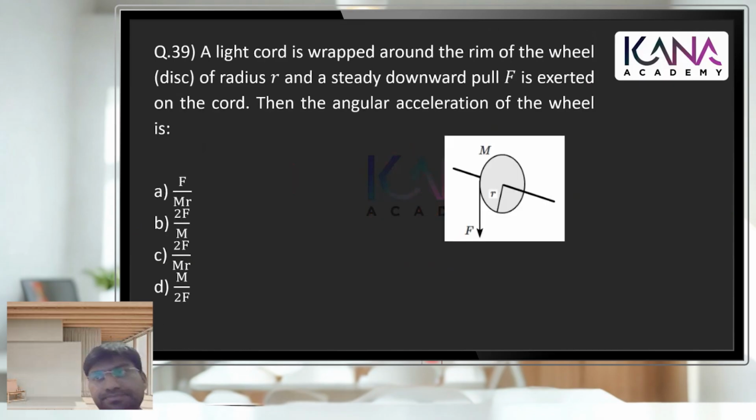Okay. Next question. There is a light cord wrapped around the rim of a disk of radius r. Downward pull is F and find the angular acceleration. So here torque is F r, and for the disk I is 1 by 2 m r square. So alpha is torque by I, which is F r by 1 by 2 m r square. So it will be 2 times F by m r. So it's option C.